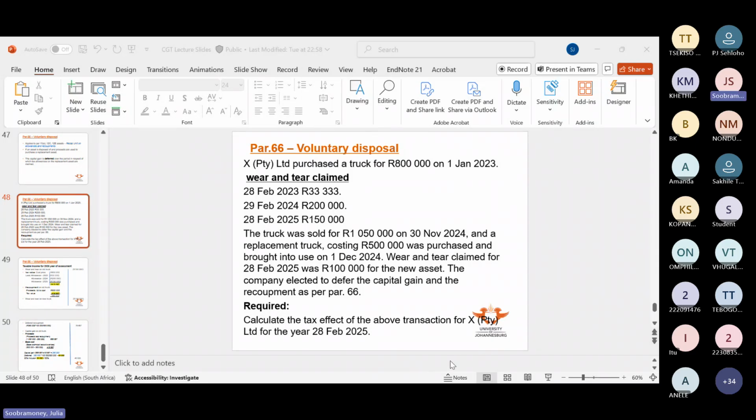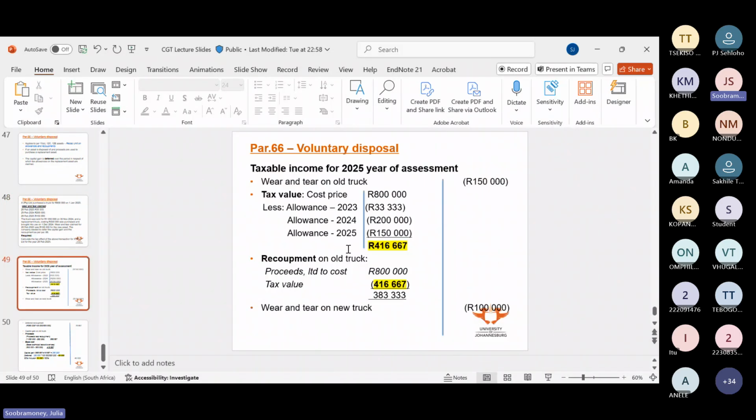800, correct. Thank you for that. 800 Rand, 800,000. Okay, why? Because it's limited, right? Limited to cost, so we're going to use 800 less my tax value that I've just worked up on the top to give me a recoupment of 383,333.